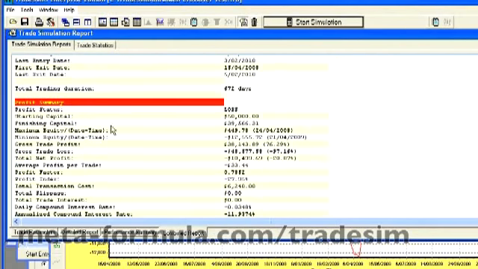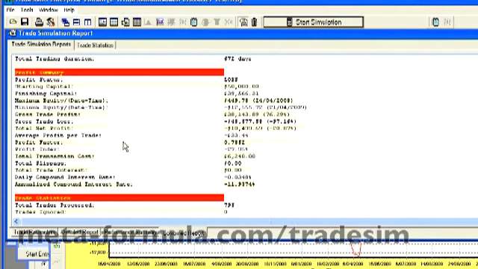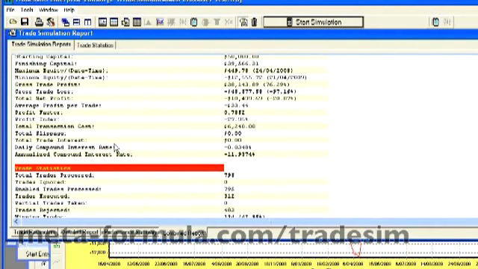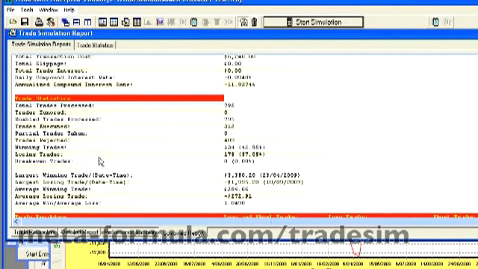And then we move into the actual performance of the system, and there is lots of things to be looking at here. Obviously I like to firstly look at how much our starting capital and our finishing capital was, because you want to make sure that you've got a positive system. That's a given. And you also want to look at things like the average winning trade, the average losing trade.